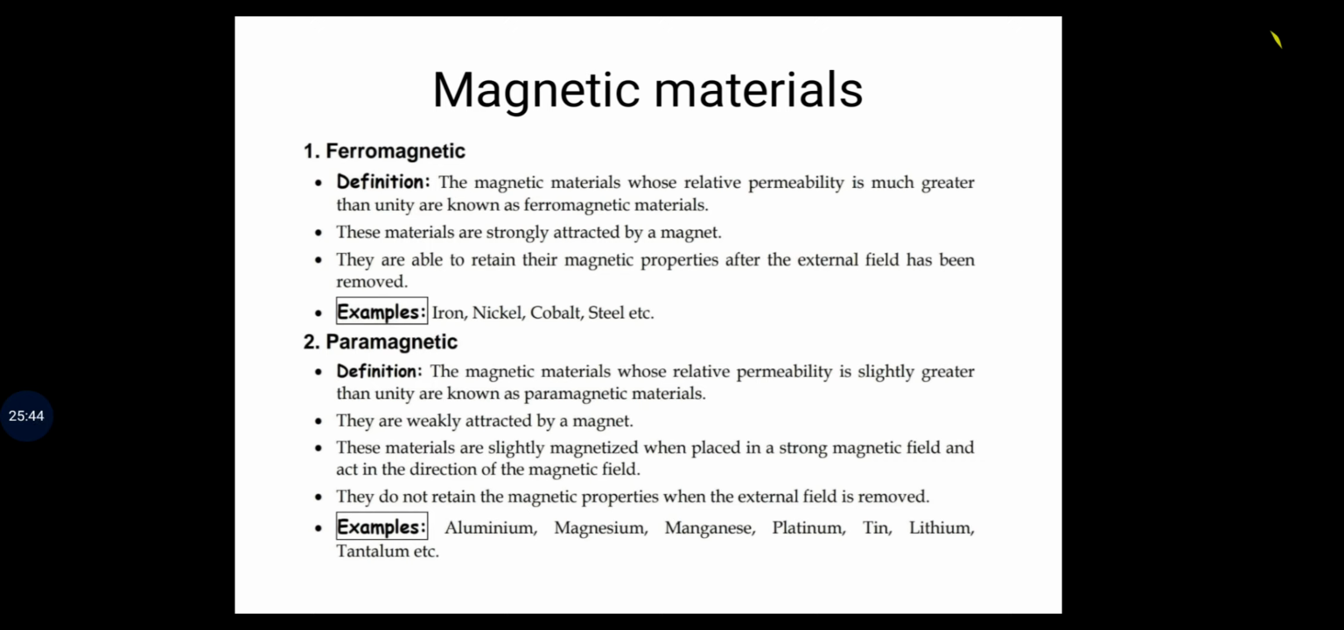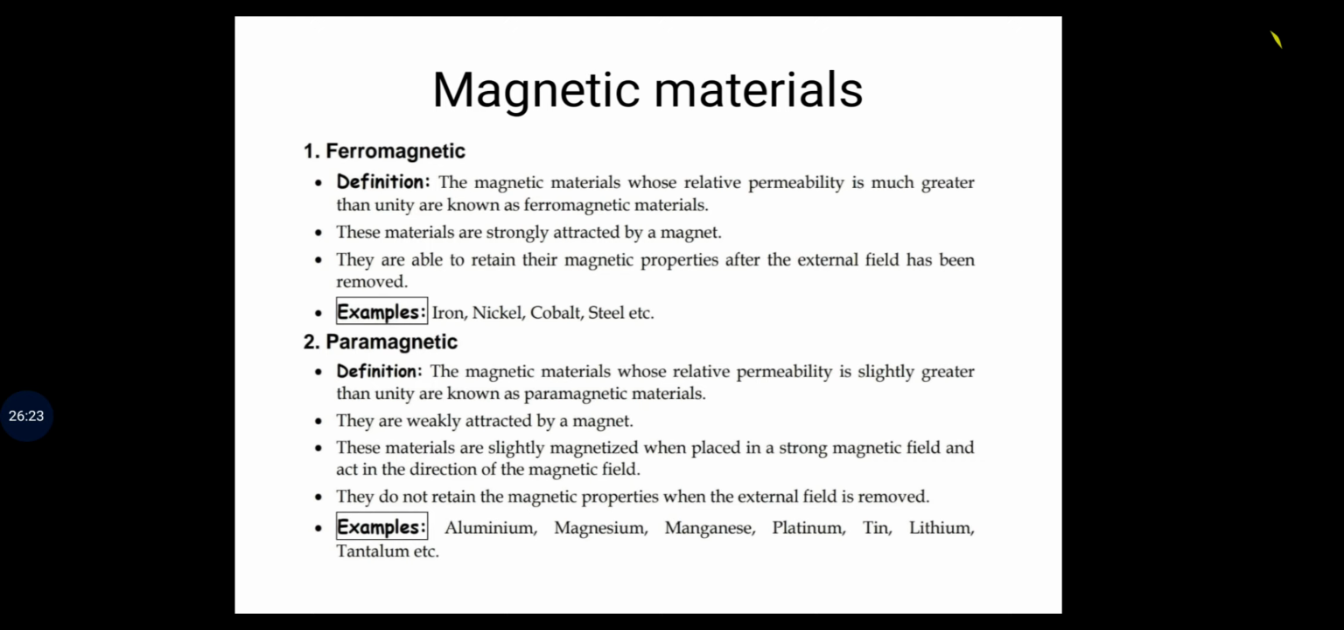Next one, paramagnetic materials. The magnetic materials whose relative permeability is slightly greater than unity are known as paramagnetic materials. Compared to ferromagnetic materials, these materials are weakly attracted by the magnet.